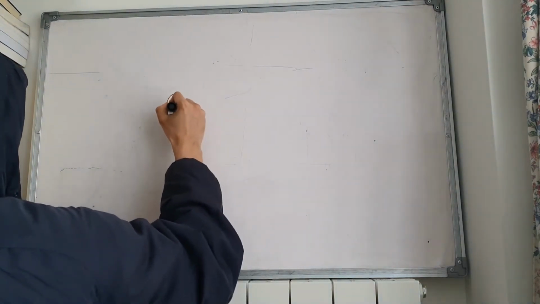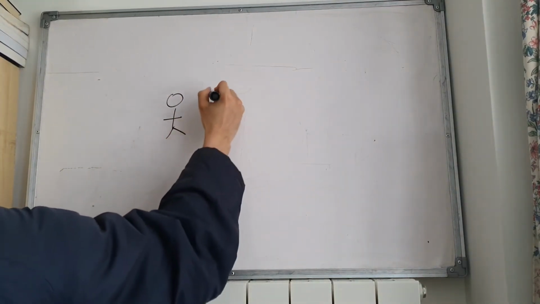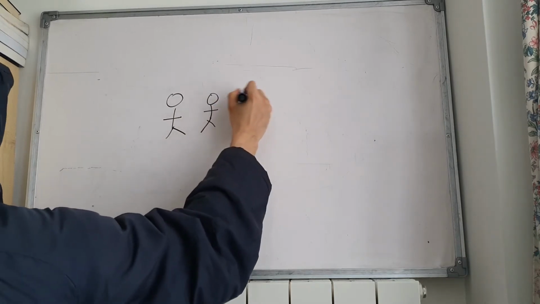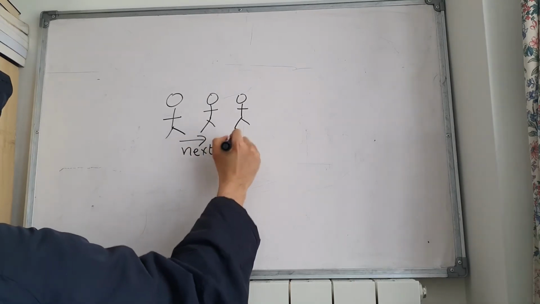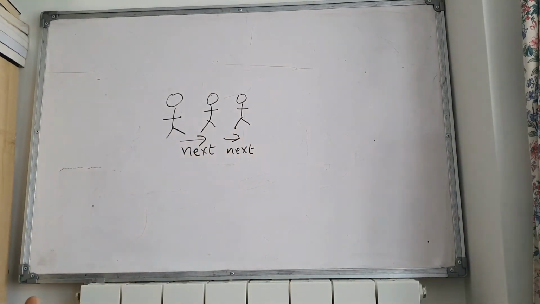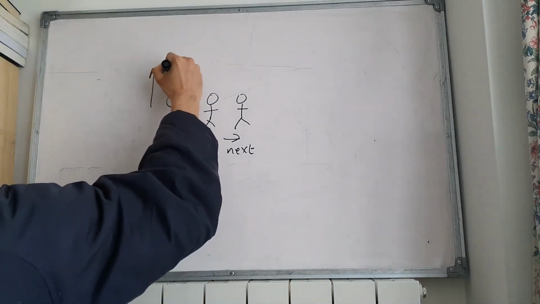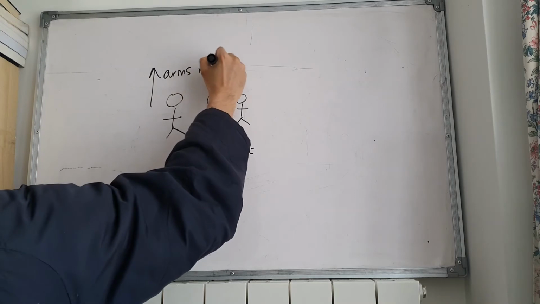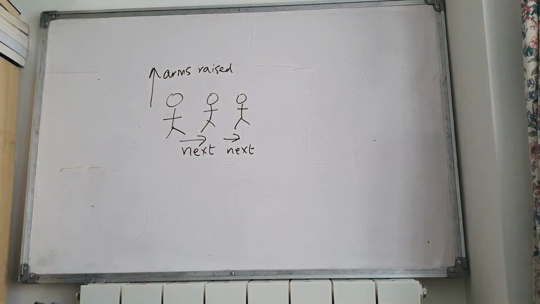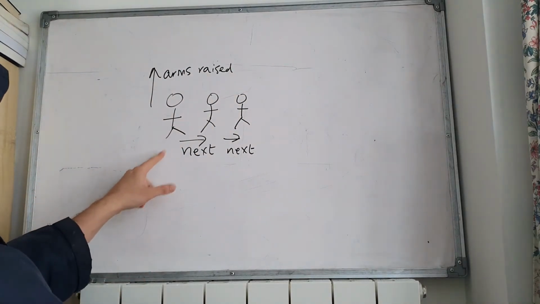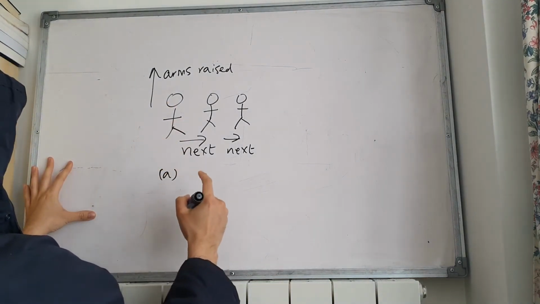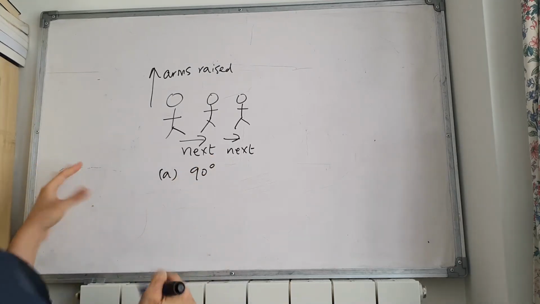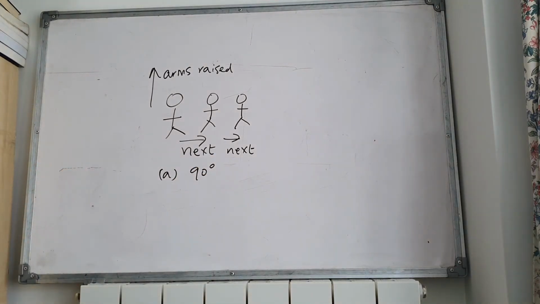So let's just say that this person is standing here. So here it is next to each other, isn't it? So that's next to each other. Now, because they are raising their arms, the arms are being raised. So when the arms are being raised and the next person does the same thing, what do you say? The arms are being raised 90 degrees, isn't it? So basically this question is about the definition of a transverse wave.